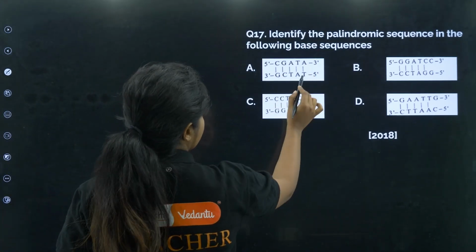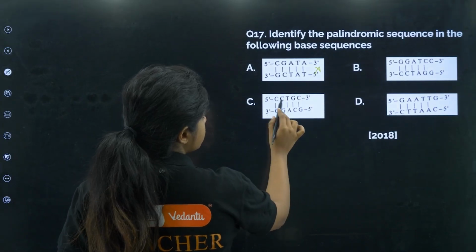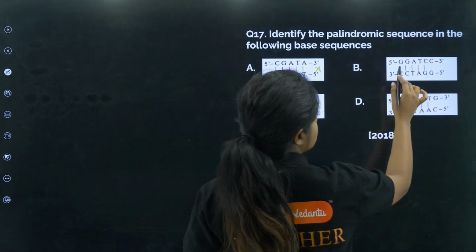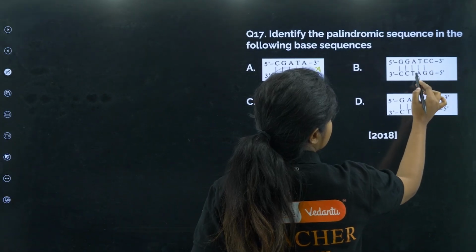So C, G, A. If you see C is here, but here there is no C, I cut this off. If you see C is there, G is there, I cut this off. G is there, G is there. Let's see. G, G, A, T, C, C. G, G, A, T, C, C.